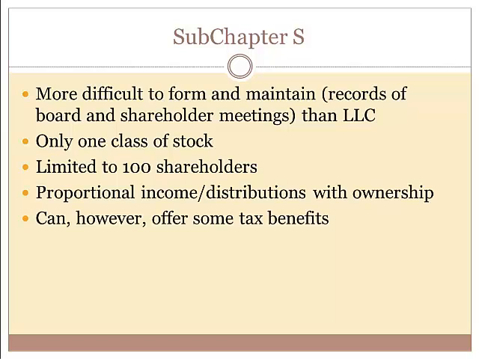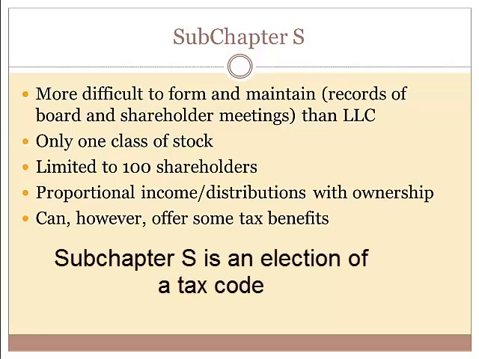You can, however, have multiple members of the same family declared as one shareholder. So theoretically, you can have up to 100 different families who are involved in the Subchapter S. Proportional income distributions go with ownership since there is only one class of stock. The Subchapter S, however, which is really nothing more than one of the elections that you make under Chapter 1 of the Internal Revenue IRS Code, can offer some tax benefits.